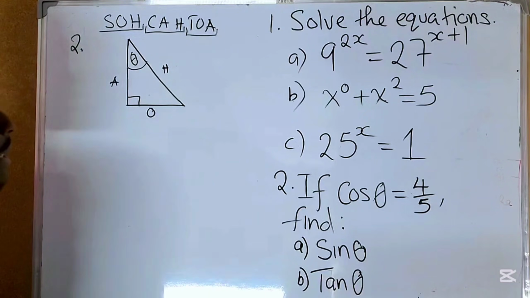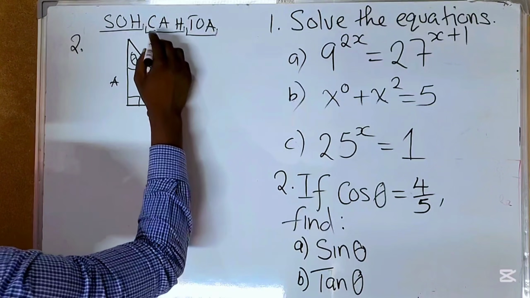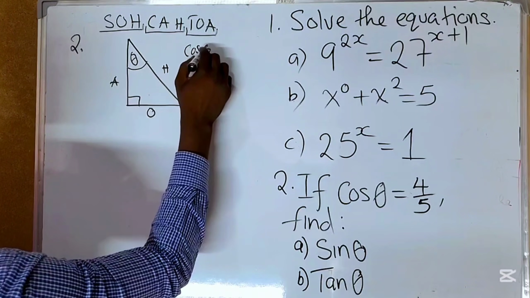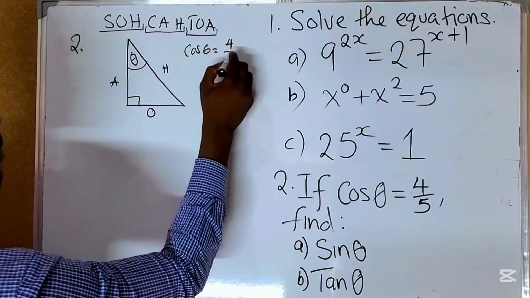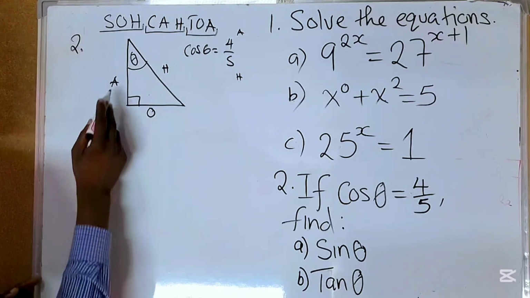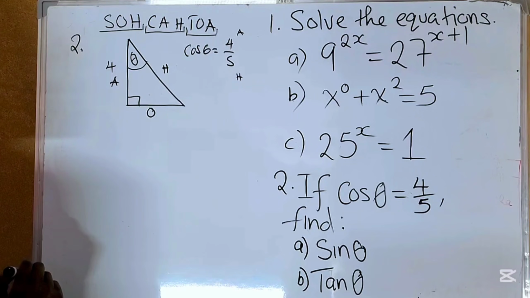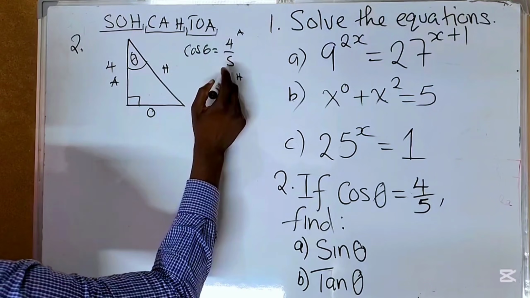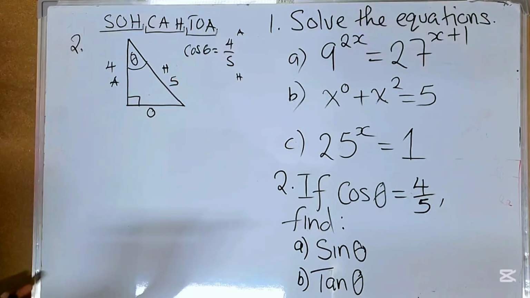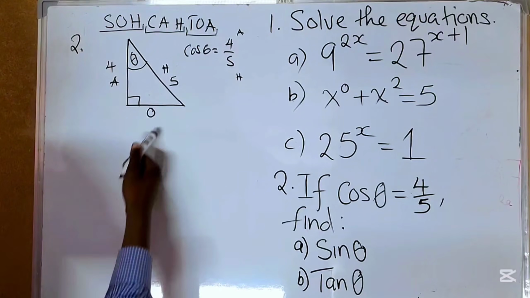Now, what are we given? We are given cos, and cosine is adjacent over hypotenuse, so cos theta is 4/5, which is adjacent over what? Hypotenuse. What is the adjacent? Adjacent is this side, so let's put 4 this side. Then 5 here is where h is, so that is the hypotenuse. What is the opposite? Do you know that this is the special 3, 4, 5 triangle? We can also find this one.